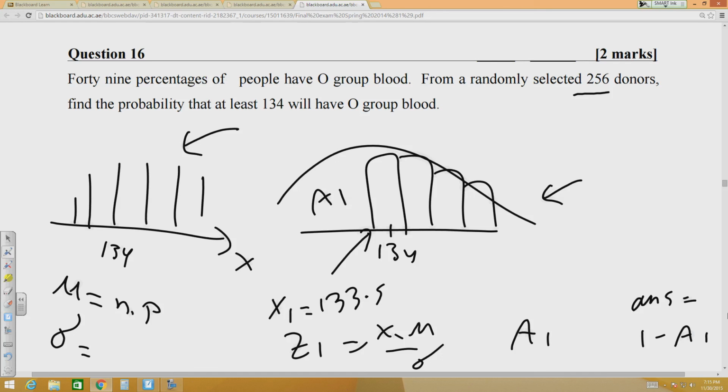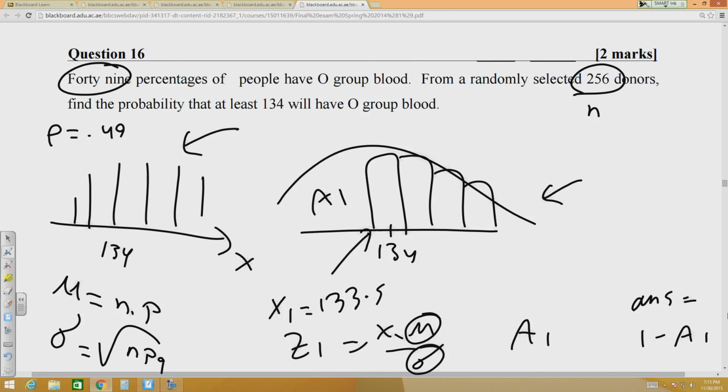And the sigma is actually, remember, n here is what? N is 256. And p, we said that here, p is actually 0.49. So you just multiply them. Sigma is the square root of n, p, q. So we use this mu and sigma here to calculate the z, because for the normal distribution, we're borrowing the same characteristics from the binomial. So I got the mu and the sigma to help me calculate the z. From the z, I get the area, and then, as usual, I subtract from 1 because I use the complement.